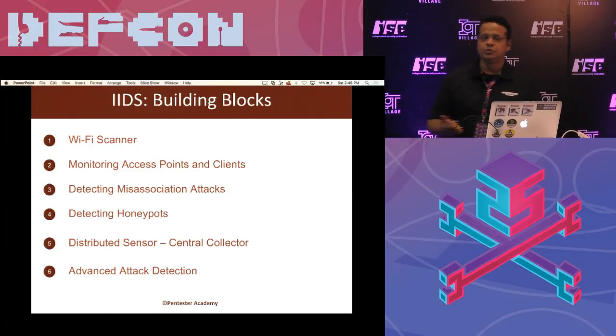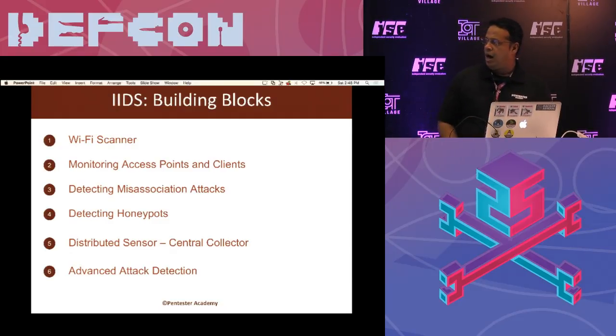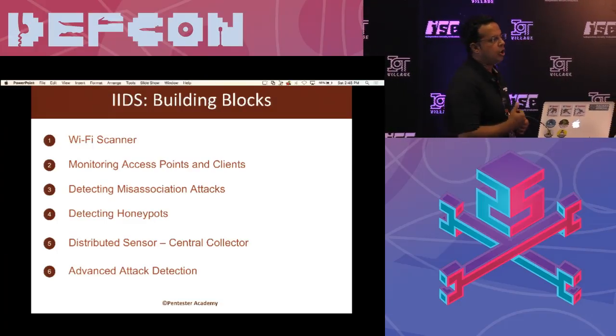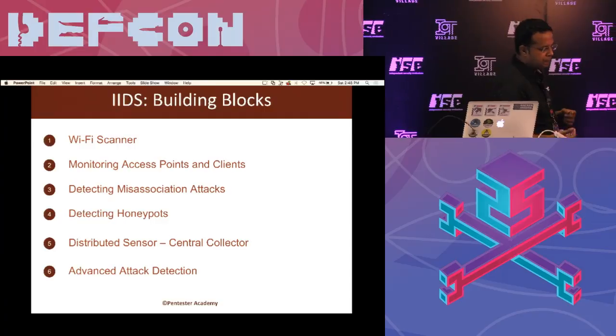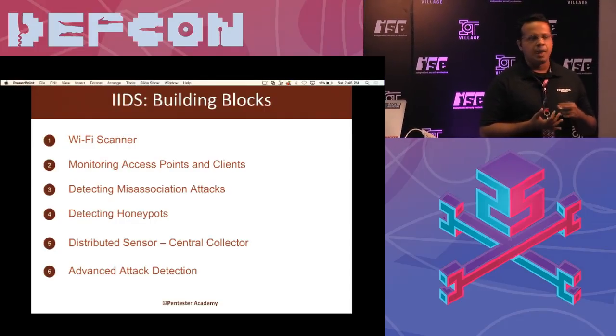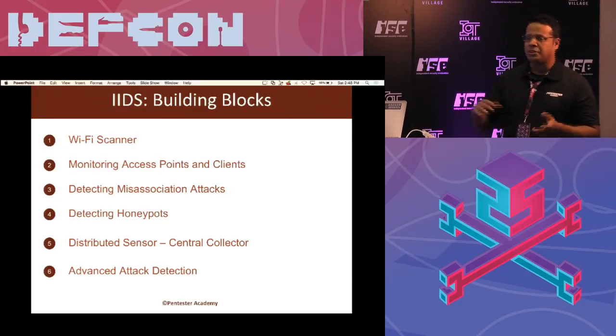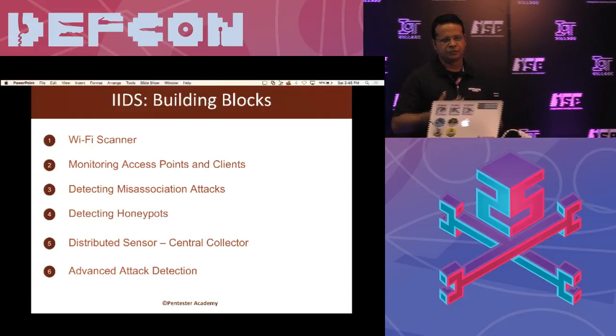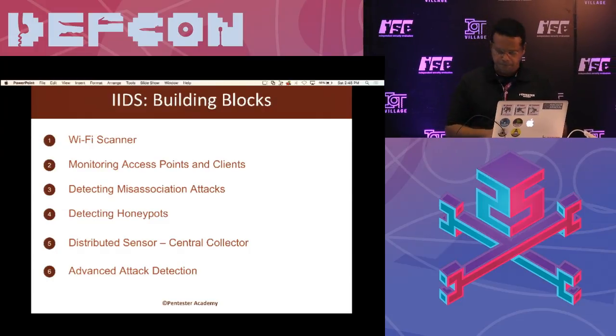Detecting honeypots. So what are honeypots? Same SSID as that of the authorized access point. The attacker brings it up, and authorized clients may try to connect to it. After that, we look at distributed sensors and a central collector. We'll talk about advanced attack detection. I'm going to pick up some examples of how to detect evil twins, MAC address spoofing, and at the very end, even how we can use machine learning to do device fingerprinting and automatic learning.